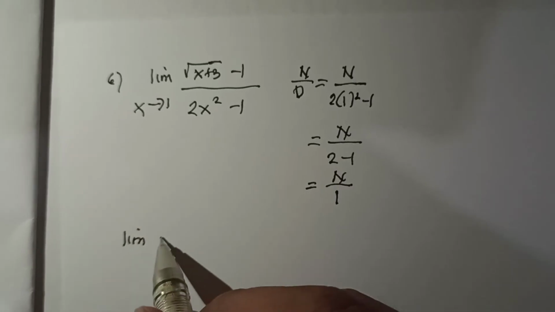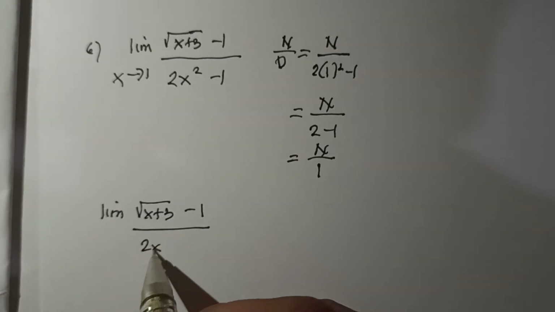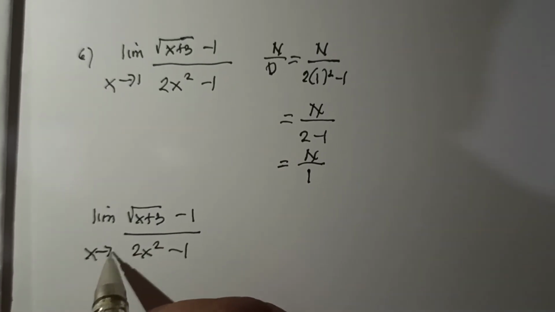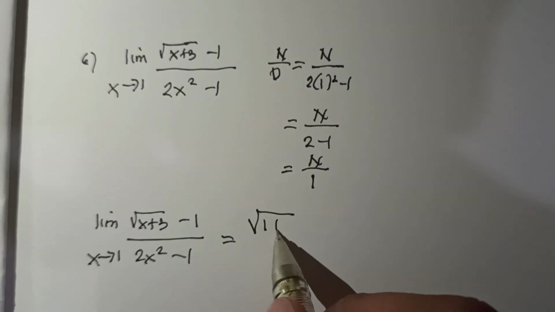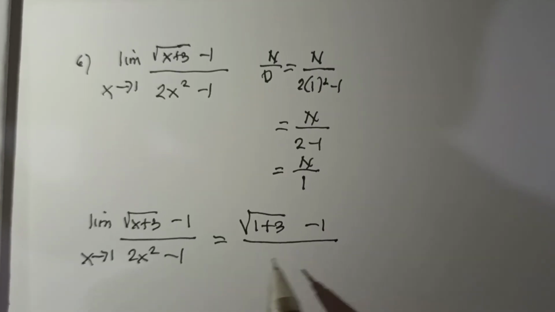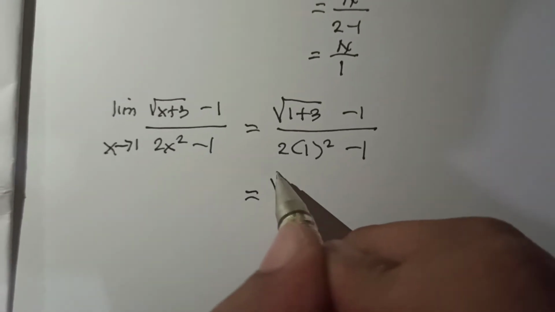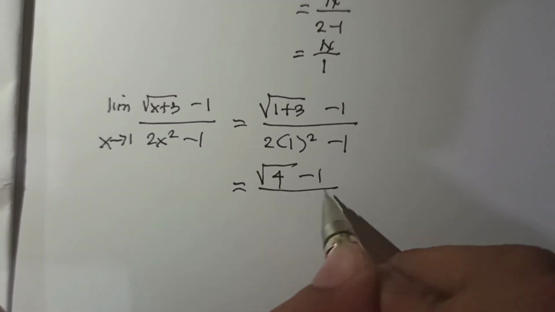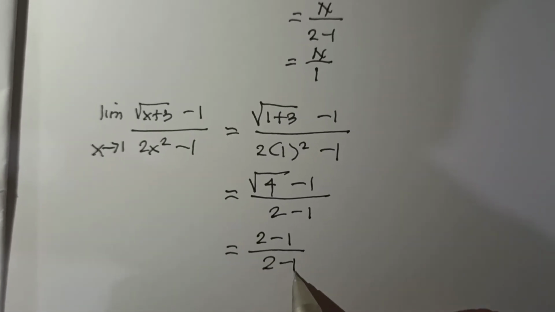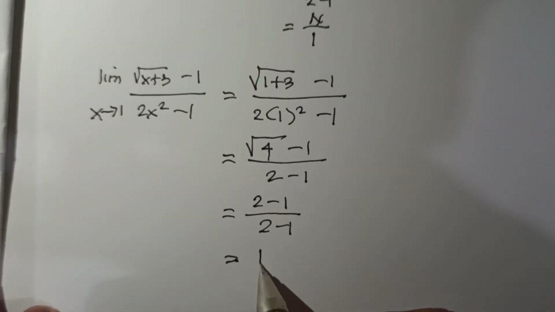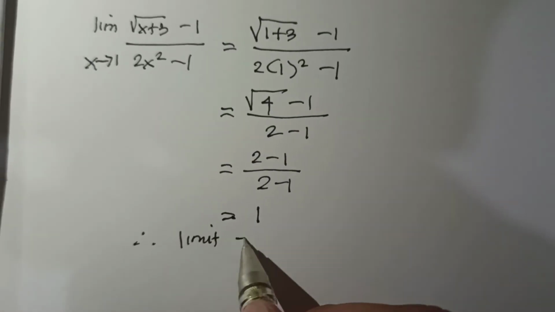So the limit of the square root of x plus 3 minus 1 over 2x squared minus 1 as x approaches 1 is equal to, by just simply substituting, the square root of 1 plus 3 minus 1 over 2 times 1 squared minus 1. So, square root of 4 minus 1 over 2 minus 1. Do you have 2 minus 1 over 2 minus 1? The answer is 1. Okay, so therefore, the limit exists.